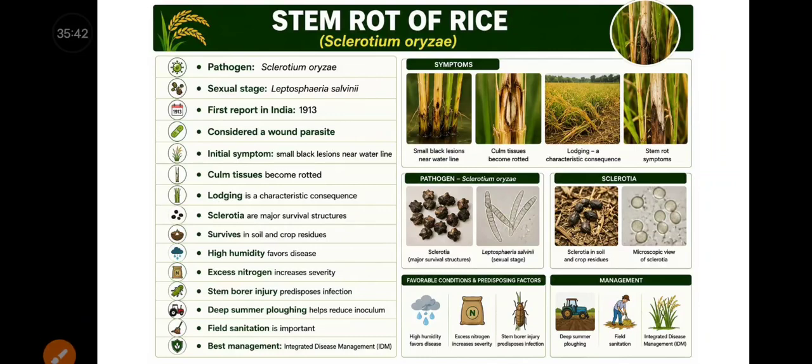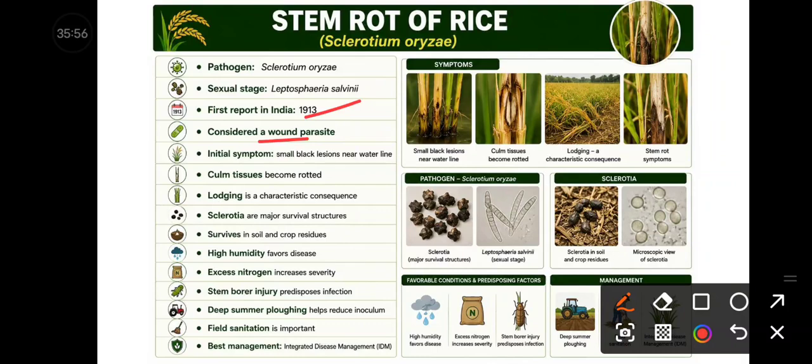Now, next about the stem rot of rice. This is also very important. It is caused by Sclerotium oryzae, the fungus. Its sexual stage is Leptosphaeria salvinii, first reported in India in 1913. It is considered as a wound parasite. Okay. Initial symptoms are small black lesions near the water line. Here you can see small black lesions are formed near the water line, and the most characteristic sign is presence of the sclerotia. See, this type of sclerotia can be seen in the infected portions.